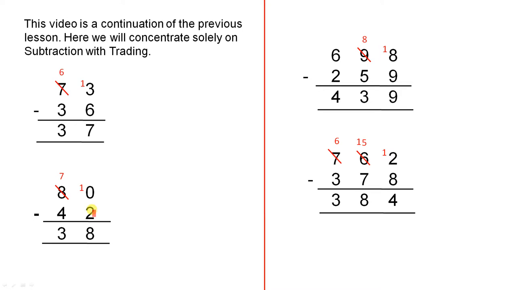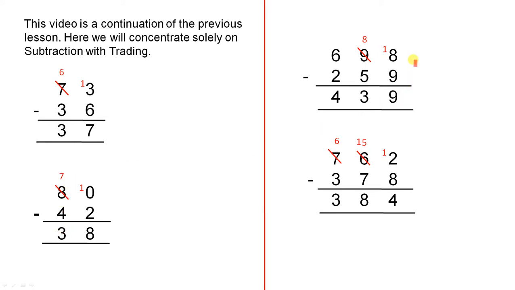The next one, 80 minus 42. 0 take away 2 we cannot do, so we trade. So this 8 now becomes a 7, and we put one of the 10s there. 10 take away 2 is 8, 7 take away 4 is 3, the answer is 38. Quick check, 8 plus 2 is 10, 3 plus 4 is 7.